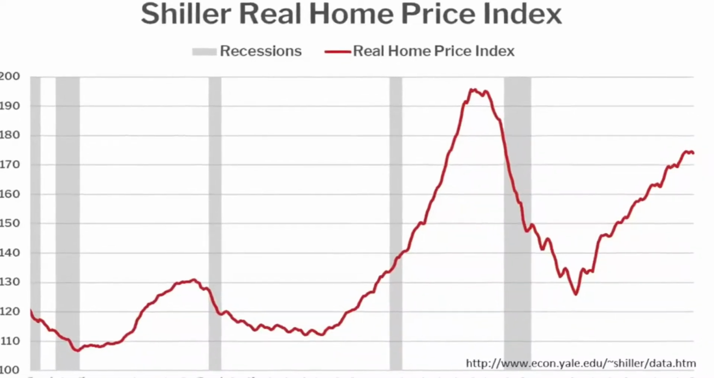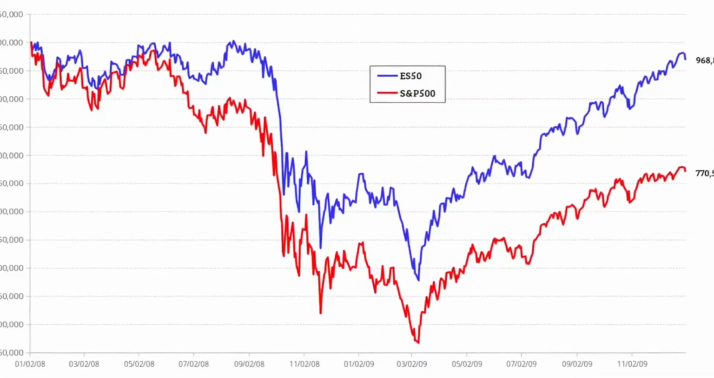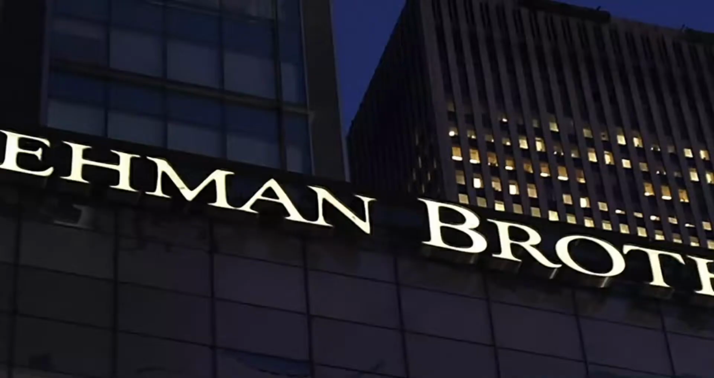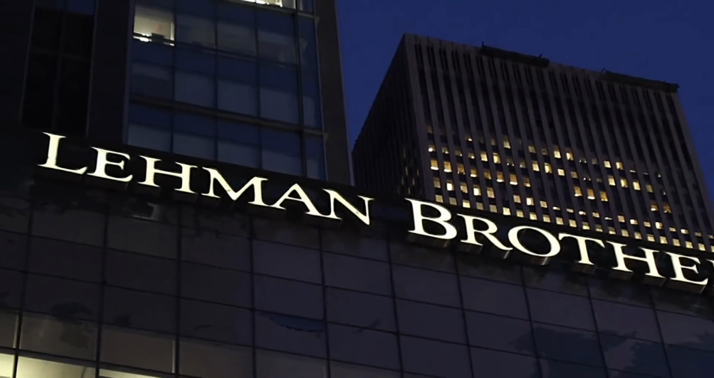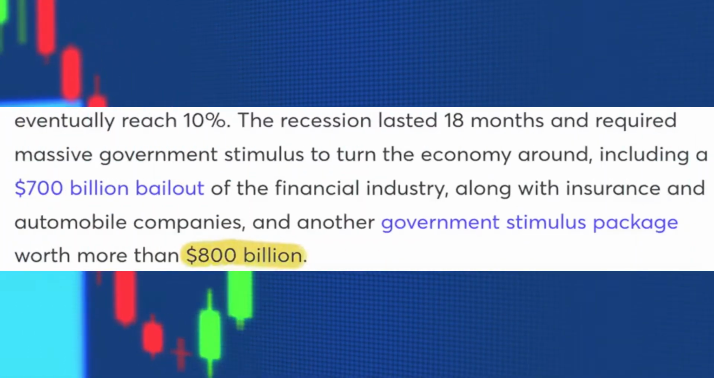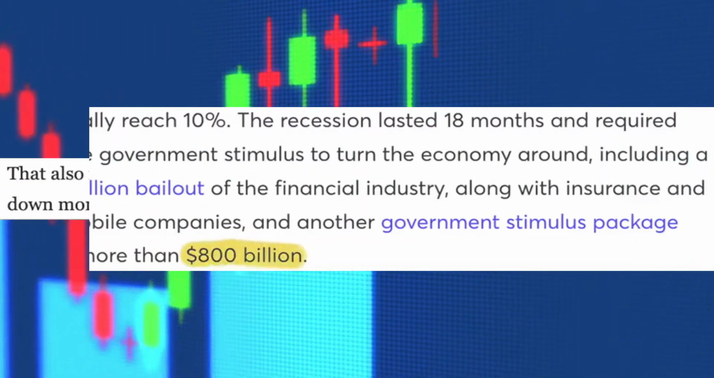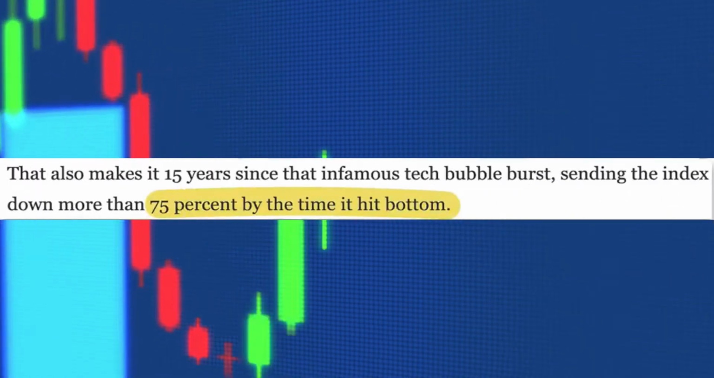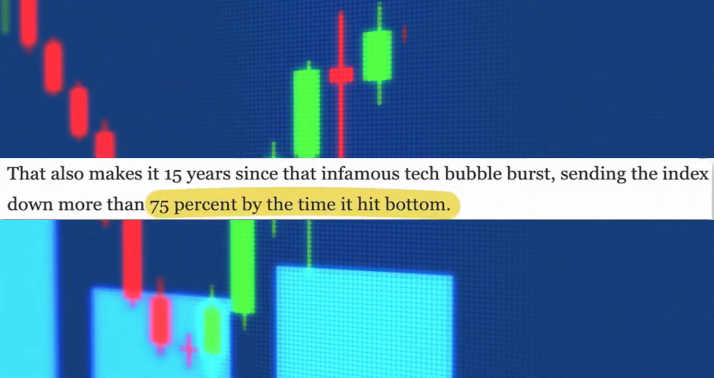The collapse of the housing bubble in 2007 to 2009 prompted a 40% drop in the stock market, the failure of several significant banks, and the need for an $800 billion stimulus program to recover. Before that, we saw the dot-com bubble, where the Nasdaq lost 75% of its value.